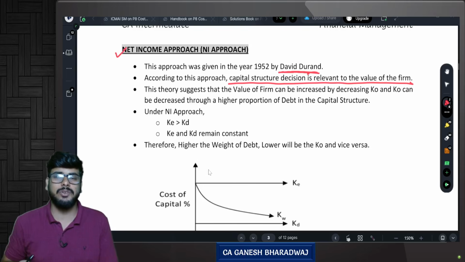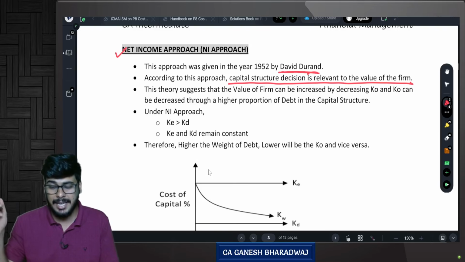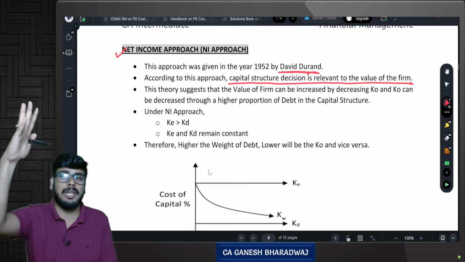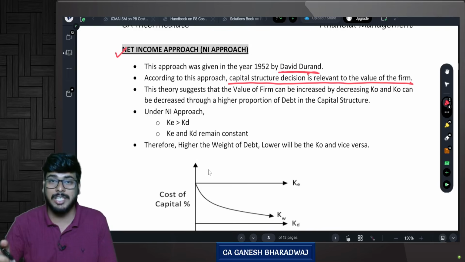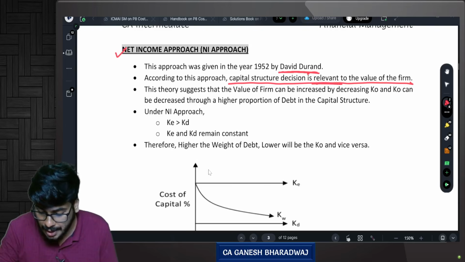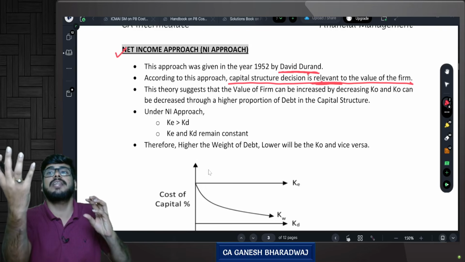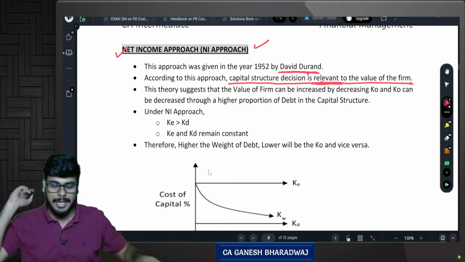Now, wait, because there are certain methods which say that your capital structure decisions will never impact the value of the firm. So how is that possible? That is their assumption. We will go to that later. That's why it is very clearly mentioned that the capital structure decision is relevant to the value of the firm. In other words, your source of finance will impact the value. Who says this? The first method, called NI, net income approach.